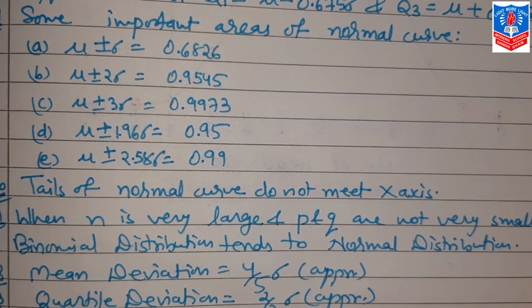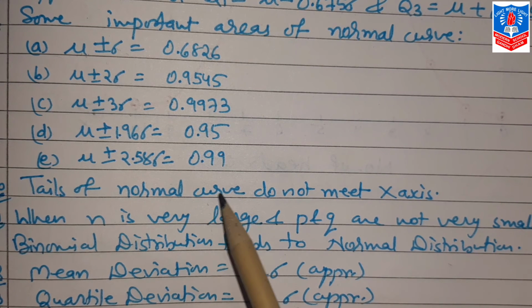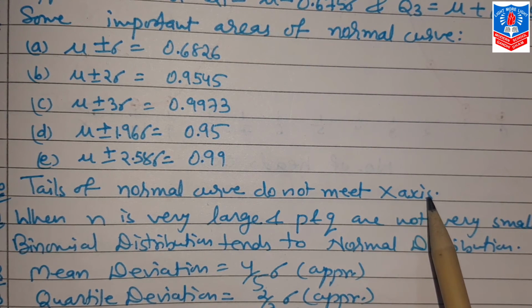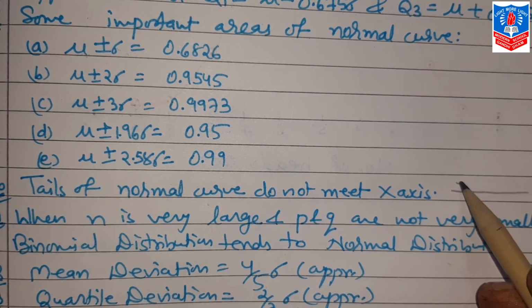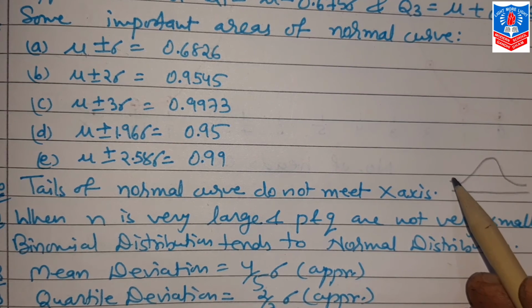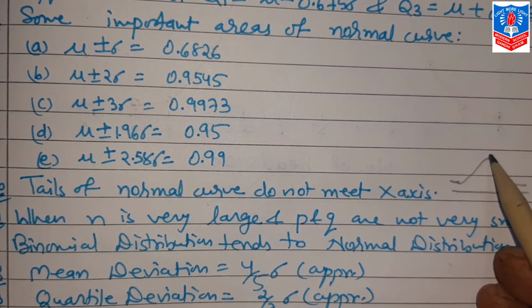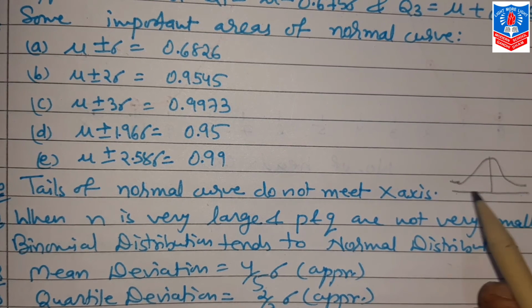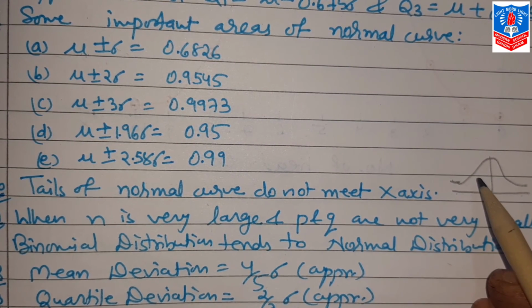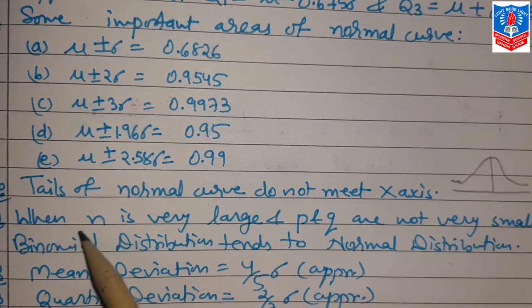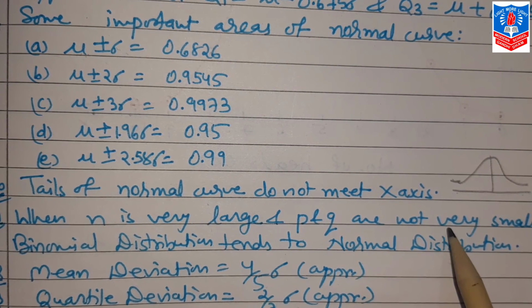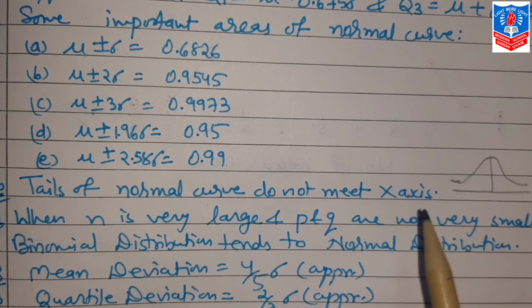Next, the 10th characteristic: tails of the normal curve do not meet the x-axis. If you remember, we had discussed in the previous session that these two tails should not touch the x-axis. So remember this also, it is one of the characteristics. Next, when n is very large and p and q are not very small, at that time binomial distribution tends to normal distribution. This point also we already discussed in the previous session.